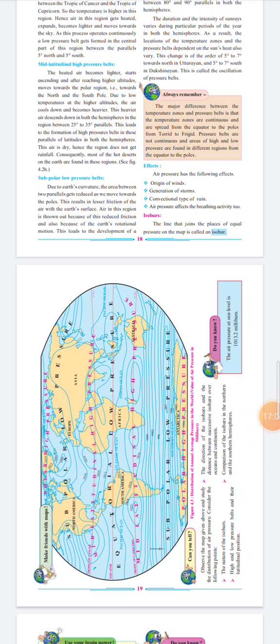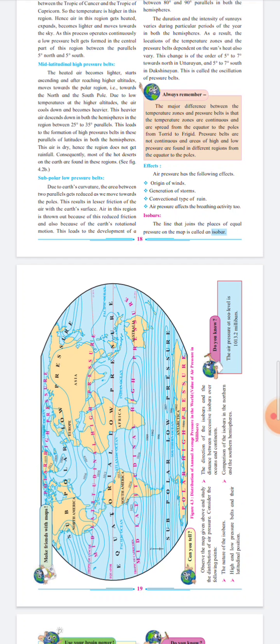Next question is, write the latitudinal extent of the low pressure belt. The latitudinal extent of the low pressure belt is between 0 degree to 5 degree north and 0 degree to 5 degree south. Low pressure belt is there, and 55 degree north to 65 degree north, 55 degree south to 65 degree south. Low pressure belt is there. So students, you have to observe again that 19 page number and give answer.